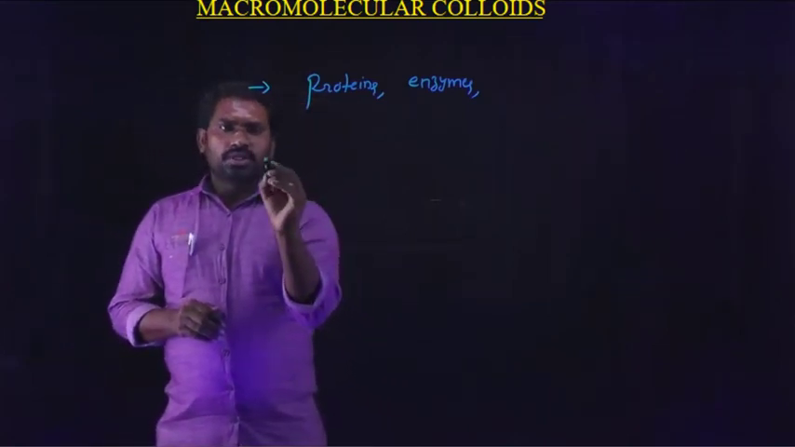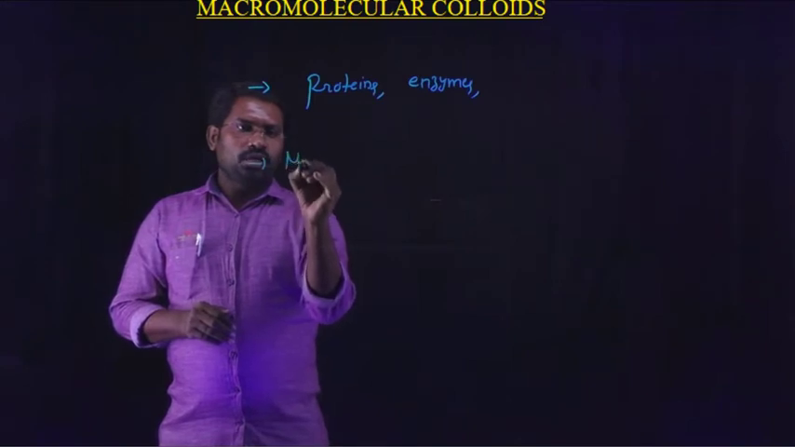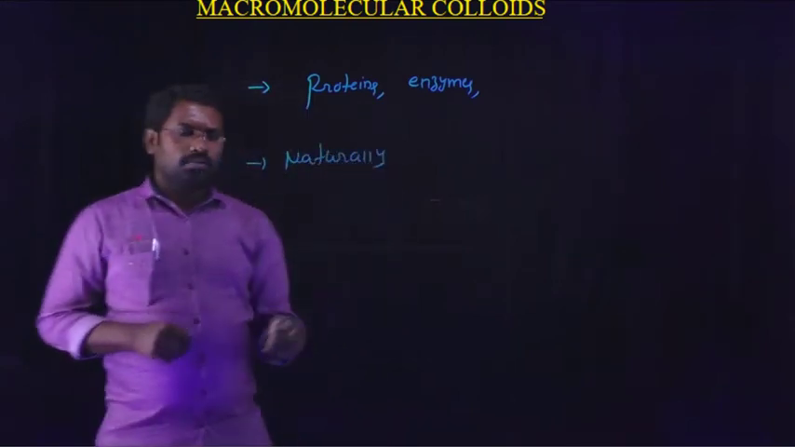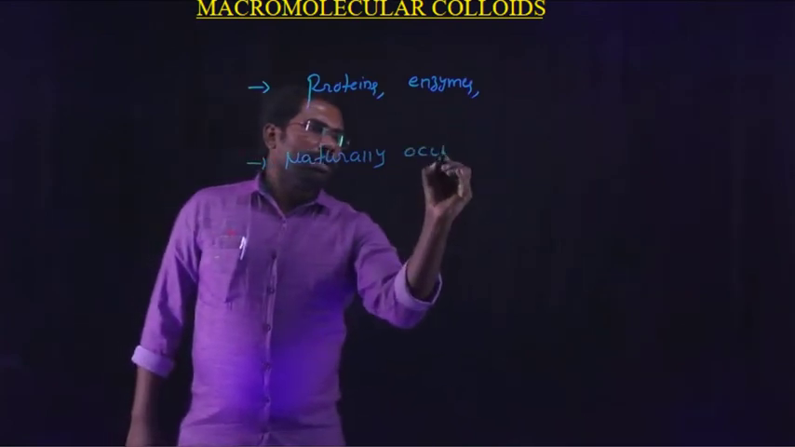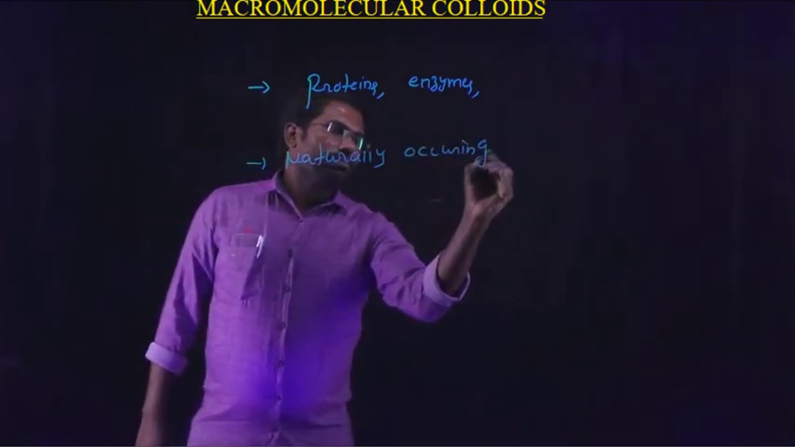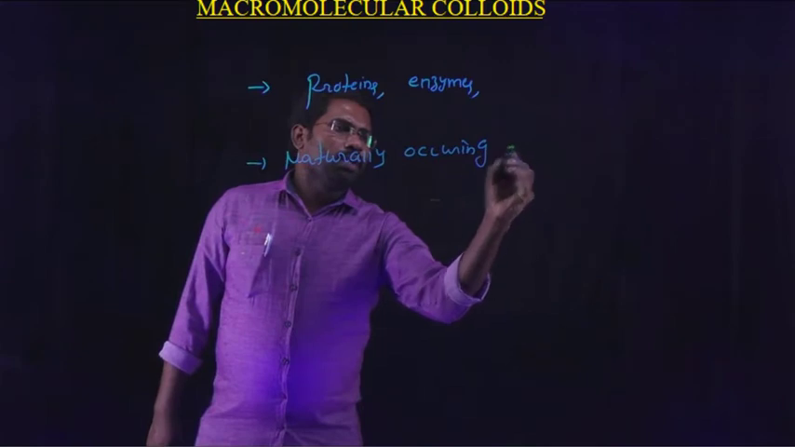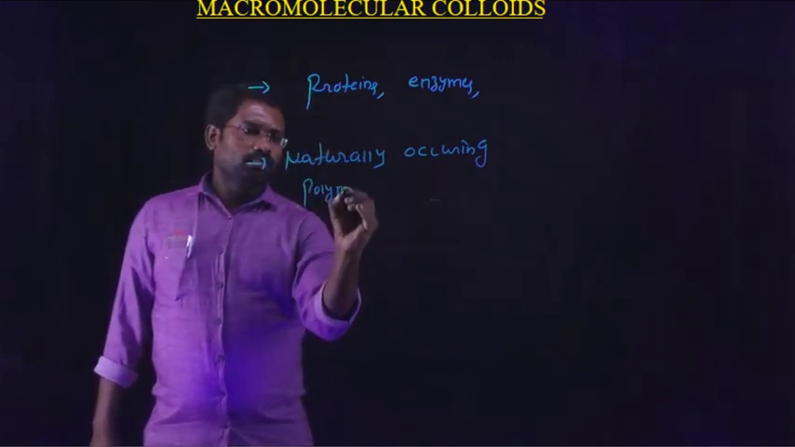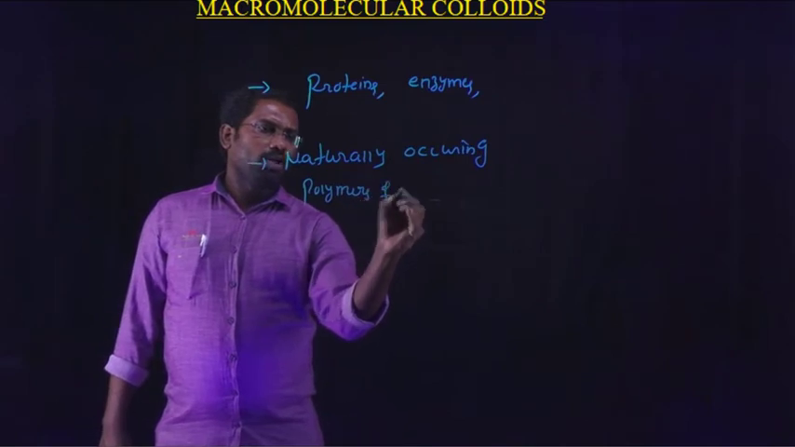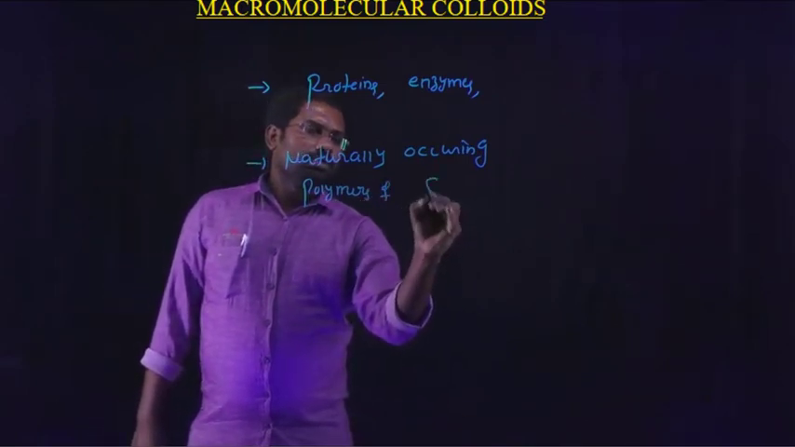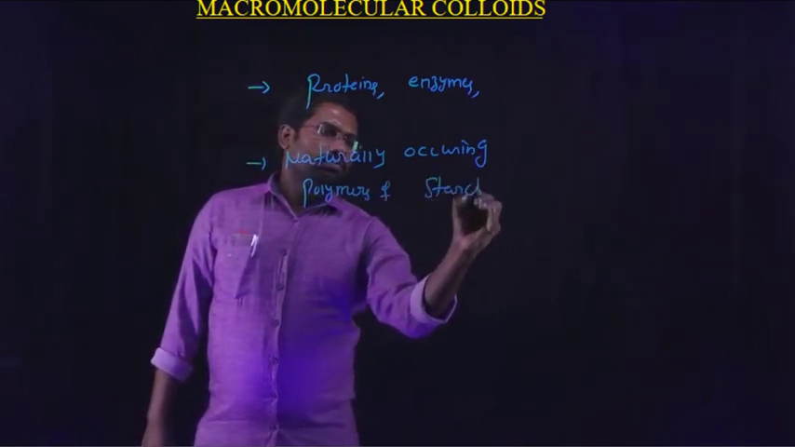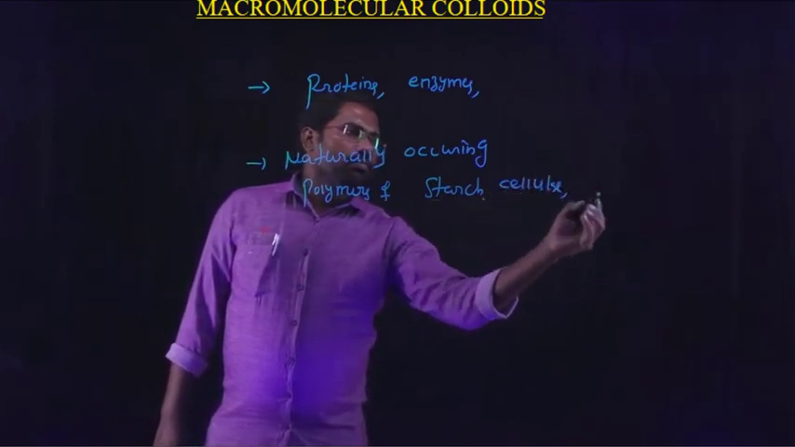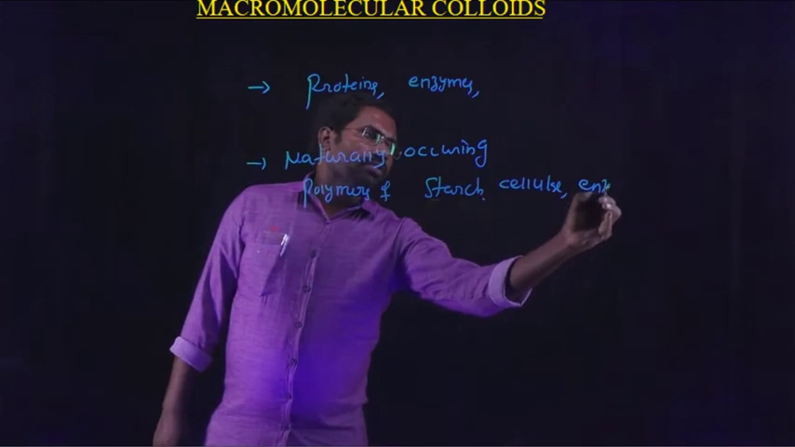So the best example for the naturally occurring macromolecular colloids having polymers of starch, cellulose and enzymes.